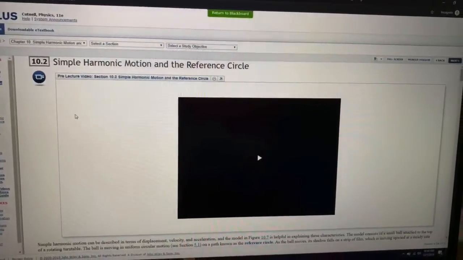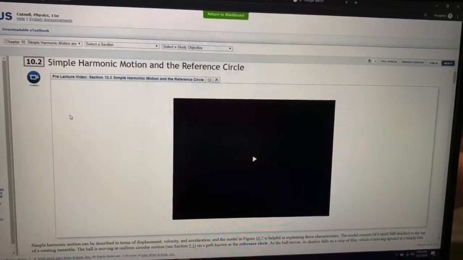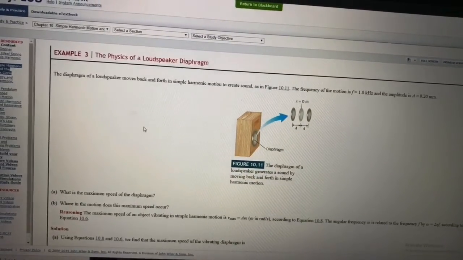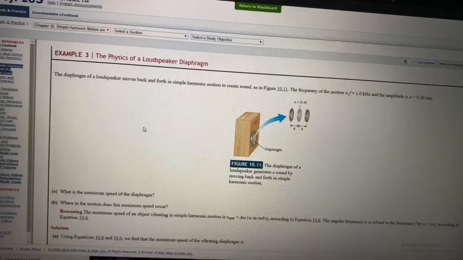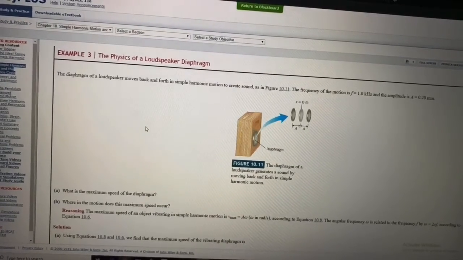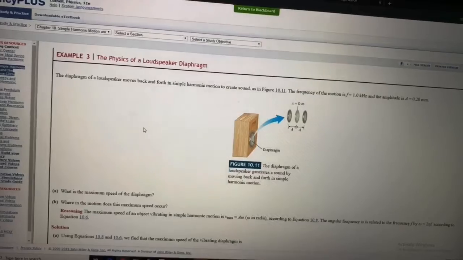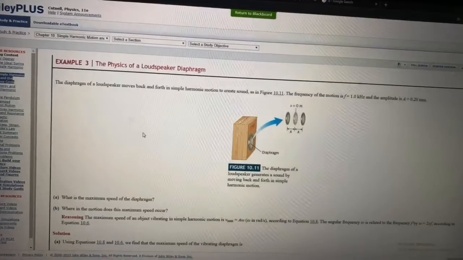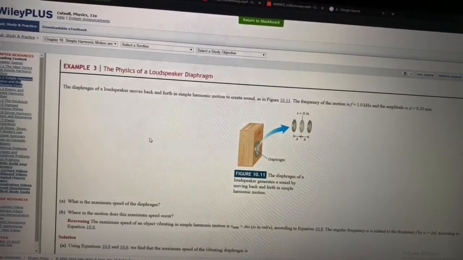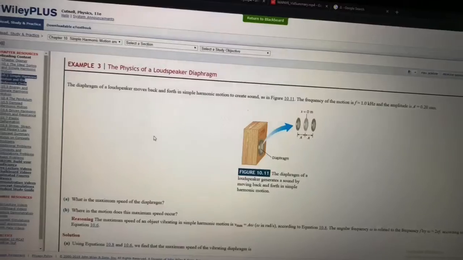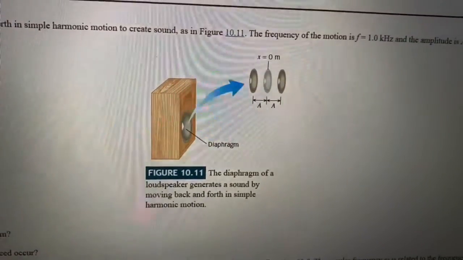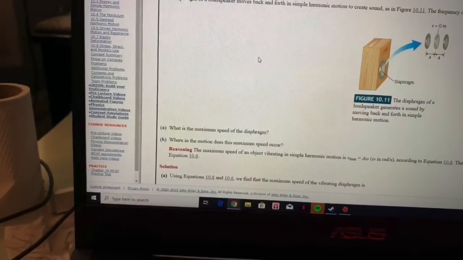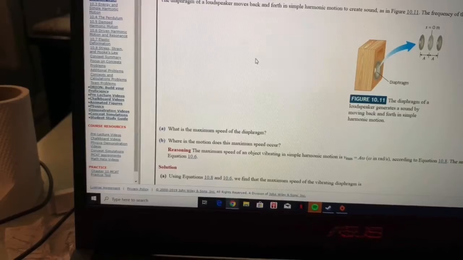And the next is simple harmonic motion and the reference circle. Reading the question, the diaphragm of a loudspeaker moves back and forth in simple harmonic motion to create sound, as in figure 10.11. The frequency of the motion is f = 1.0 kHz, and the amplitude is A = 0.20 millimeters. So this is figure 10.11, and our question is, what is the maximum speed of the diaphragm? And where in the motion does this maximum speed occur?